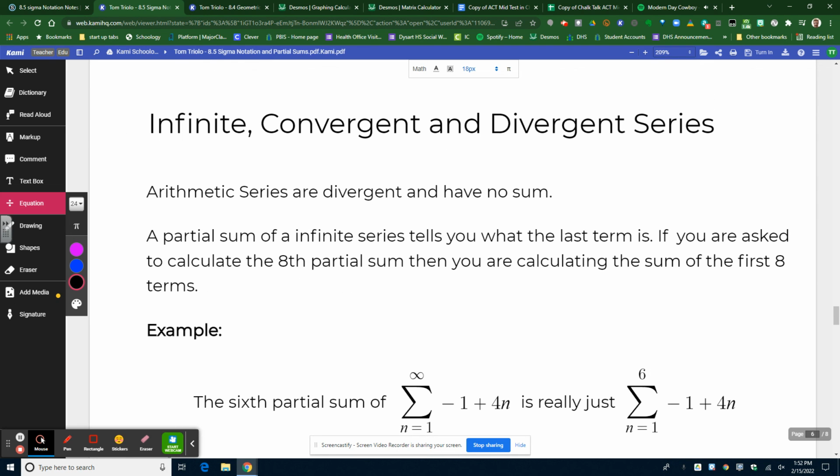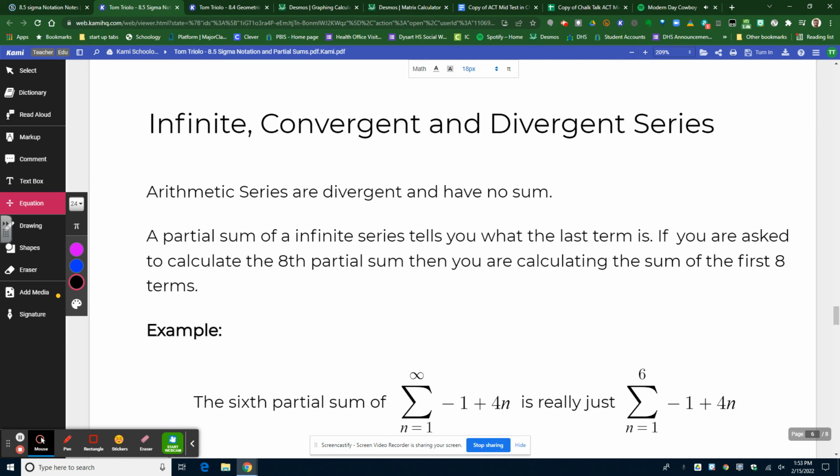Before we talk about partial sums, let's talk about the difference between convergent and divergent series. If you look over on the sideboard, you will notice I have the word infinite. I'm looking at arithmetic. So an infinite arithmetic series has no sum because it goes on forever. An infinite geometric series has no sum unless my common ratio is between -1 and 1.